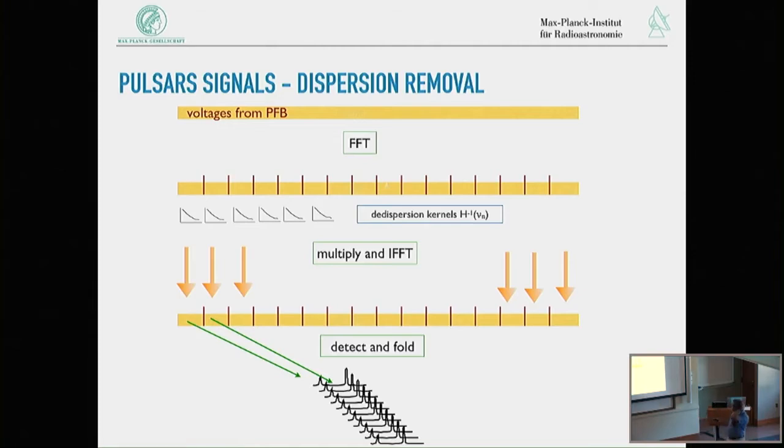So this is how dispersion is removed in our case. We get voltages from the polyphase filter bank. So in the computer, you run a large FFT and break down into channels. Each of these channels is multiplied with the dispersion kernel, and then you do the inverse FFT to complete the convolution operation. And the data in each of these channels are then folded at the pulse period, and then you stack them up in time and frequency.